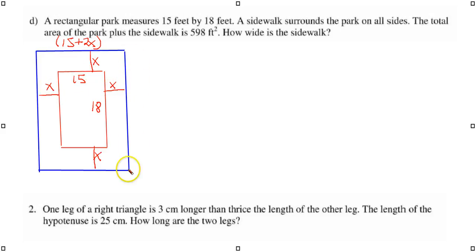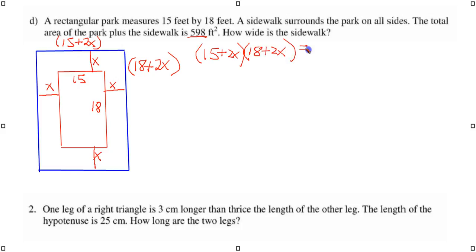So now what will the length be? Well, it'd be similar. It's going to be 18 plus an x there and an x there, 2x. So this is my outside width, this is my outside length, and it equals this area. So the formula is going to be 15 plus 2x times 18 plus 2x, and that'll equal the area of 598.